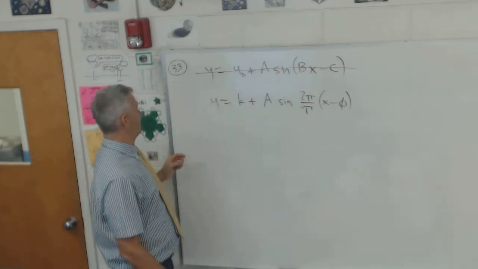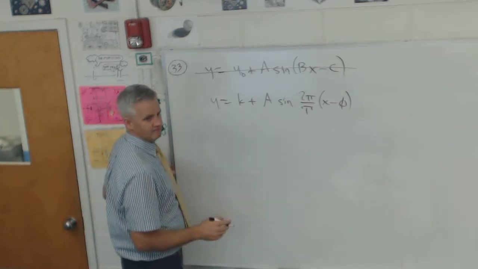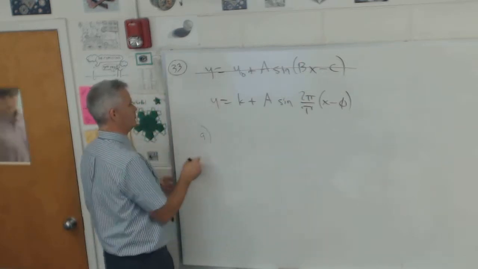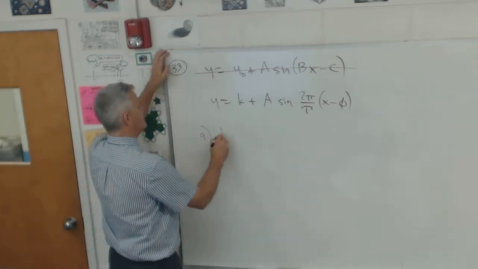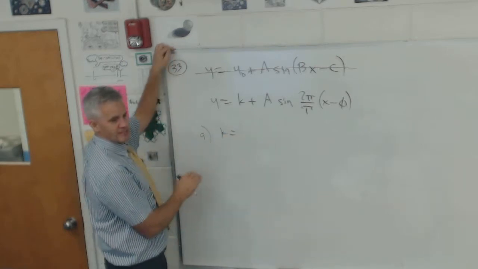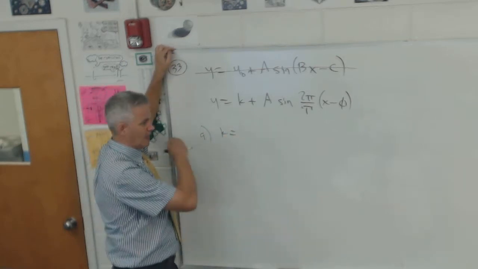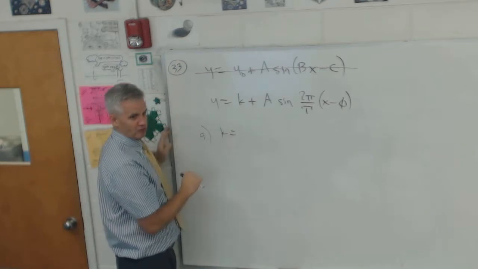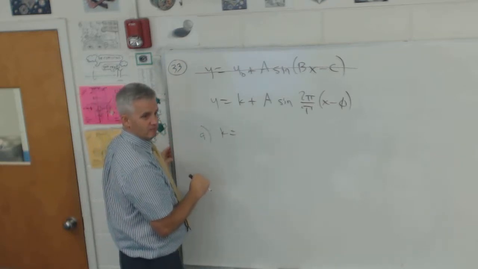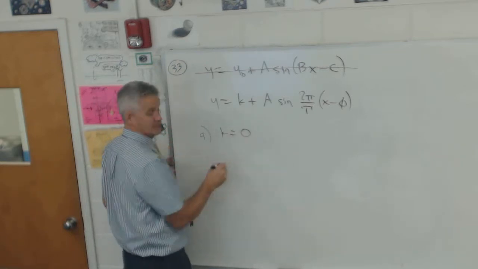Okay? And so how many parts are there? 3. Okay, you guys need to be looking in your book, number 33. What's the midline of 33? What's the average y value? What's the line where it goes the same amount above and below from that? The x-axis, so k is 0.